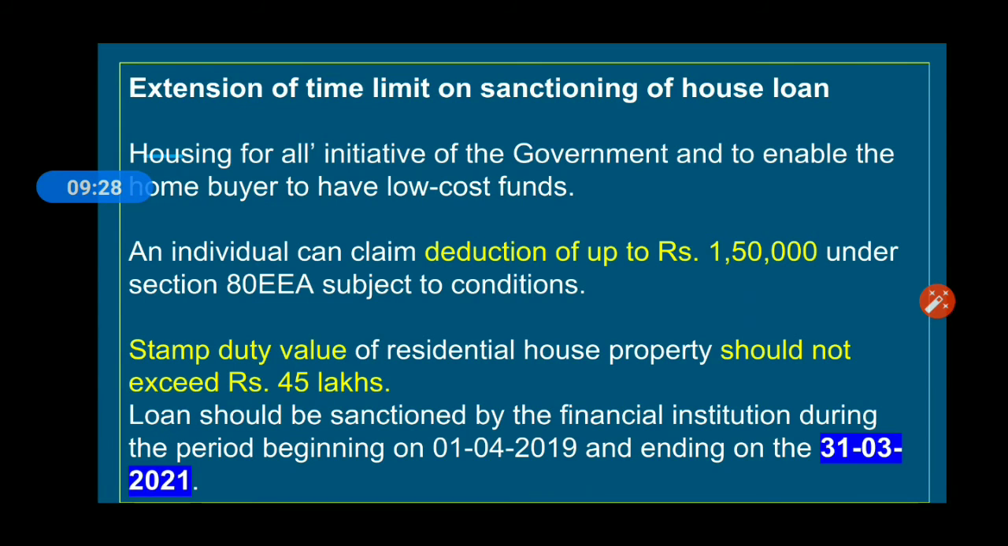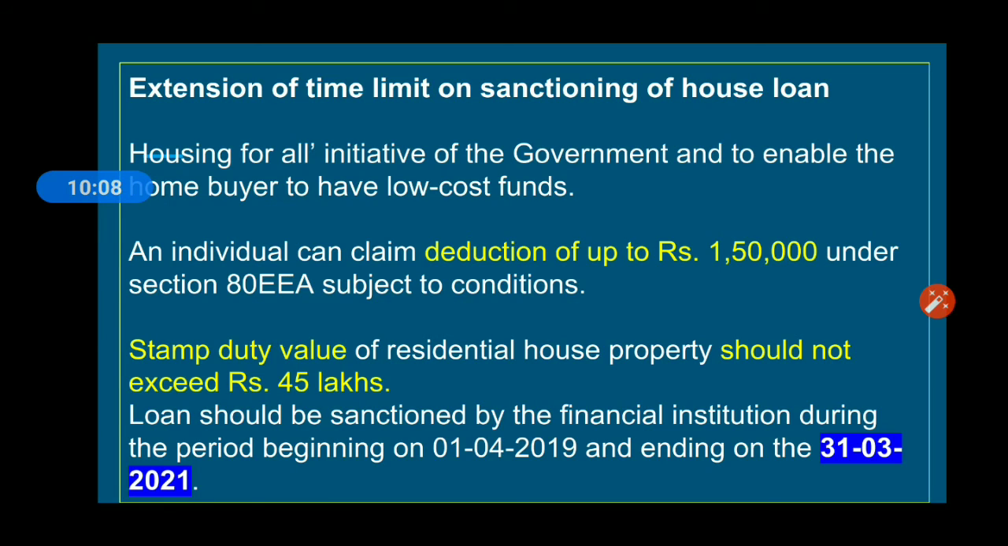Next, extension of time limit for sanctioning of housing loan. Friends, the government has taken an initiative, that is housing for all. Under this, section 80EEA has been introduced for giving relief to the taxpayers. Under this section 80EEA, the assessee can take a deduction up to 1.5 lakh rupees, but subject to conditions. Those conditions are: the stamp duty value of the residential house property should not exceed 45 lakh rupees.